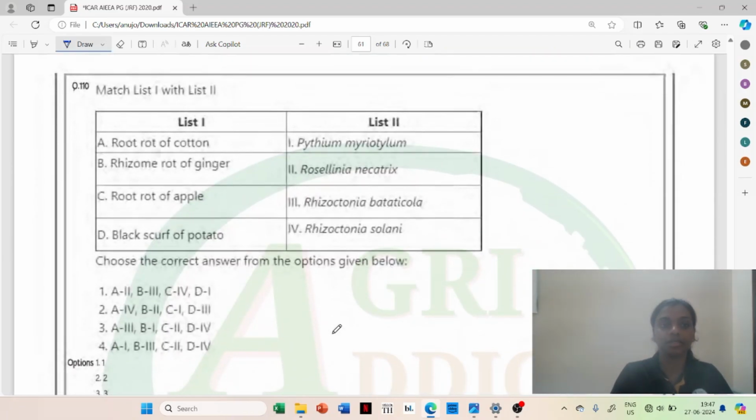This is a general agriculture question. Match the following. On the left hand side, there are the major diseases, and on the right side, the pathogen associated with it. So root rot of cotton is caused by Rhizoctonia bataticola, and rhizome rot of ginger is caused by Pythium myriotylum, and root rot of apple is caused by Rosellinia necatrix, and black scurf of potato by Rhizoctonia solani. So here the answer is the fourth one, A3, B1, C2 and D4.